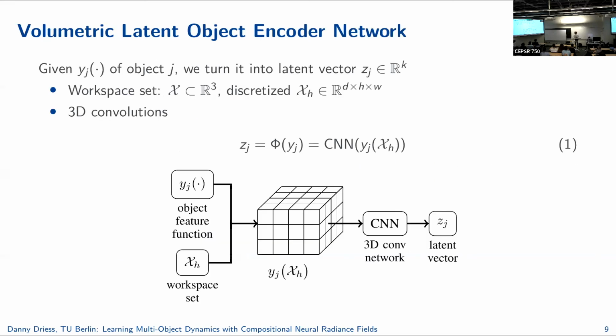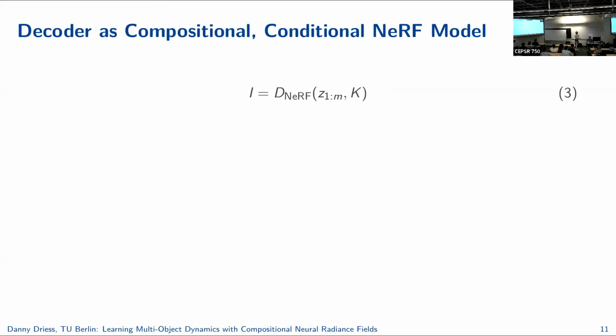And to turn them now back into a latent vector, what we do is we have a workspace set, which is a voxel grid, so actually similar to what Dieter showed. And we query this function on this voxel grid, get a feature voxel out of it, and then apply a 3D convolutional network to get our latent vector for each object separately.